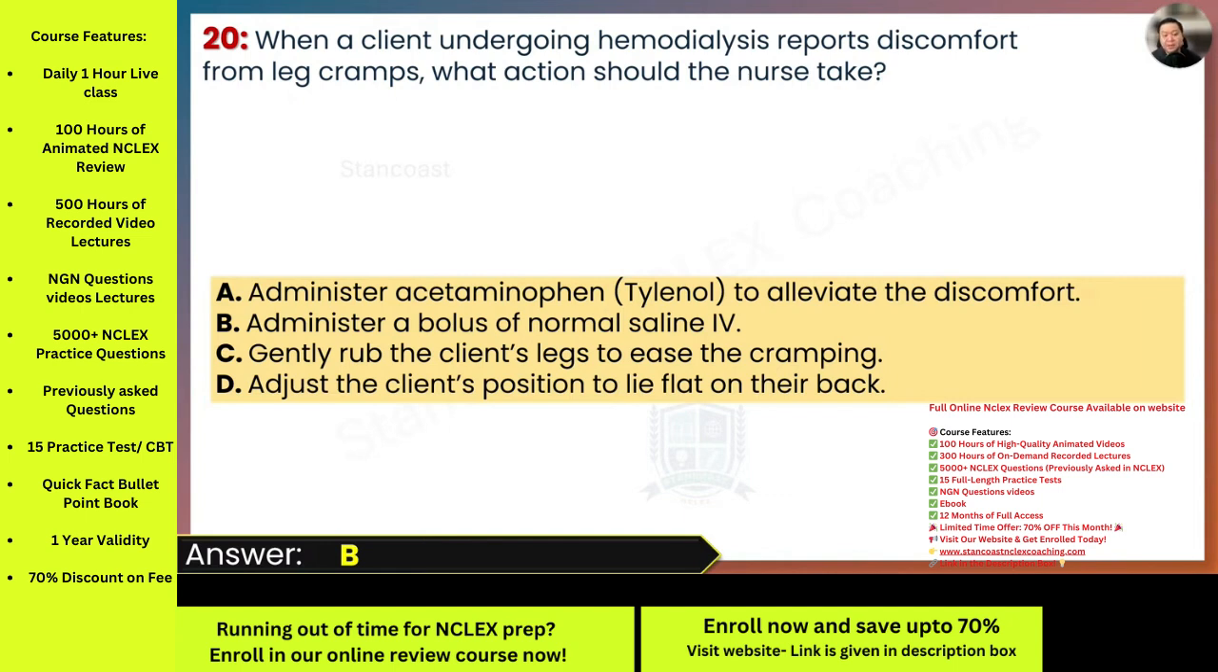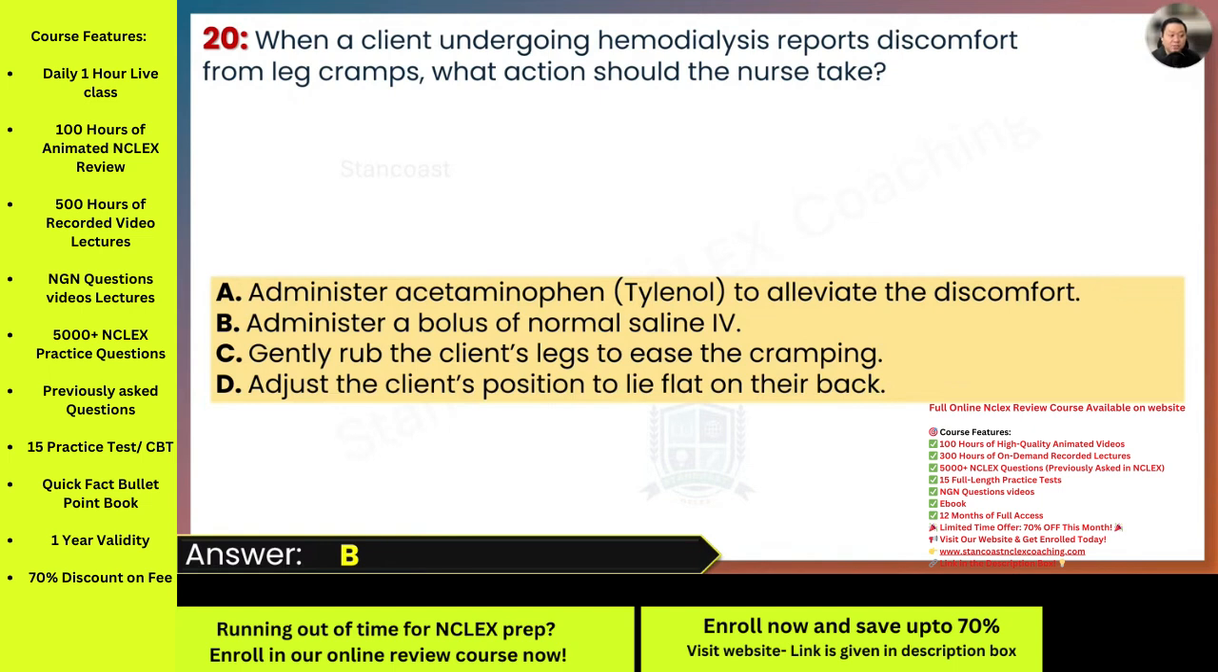So this is basically a direct intervention to treat the underlying cause of the discomfort rather than just addressing the symptoms. Now, why is letter A incorrect? We know that this is an analgesic that can help with the pain relief, but Tylenol does not address the fluid and electrolyte imbalance, which is the cause of the cramping. So this is not our answer.